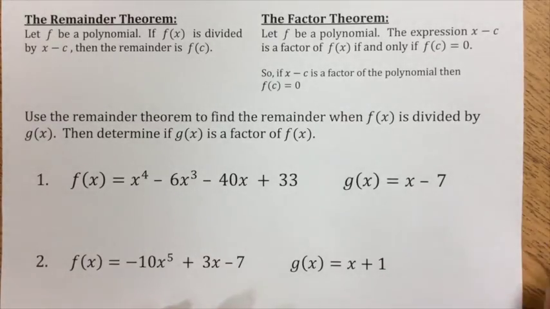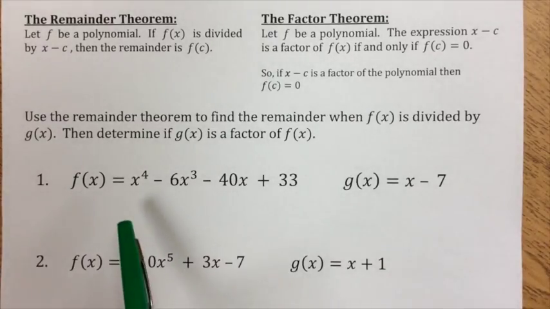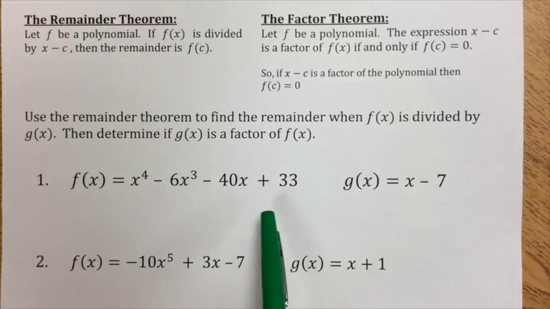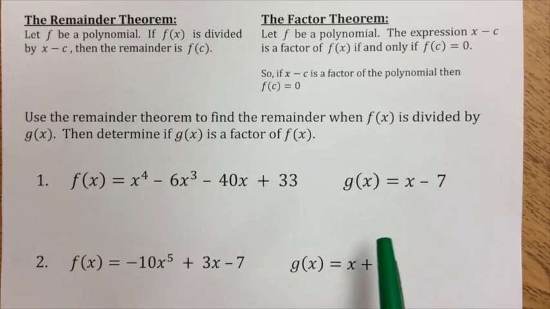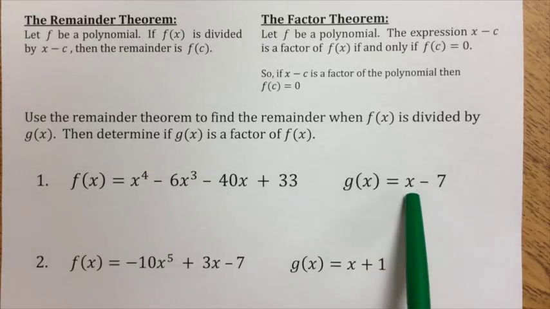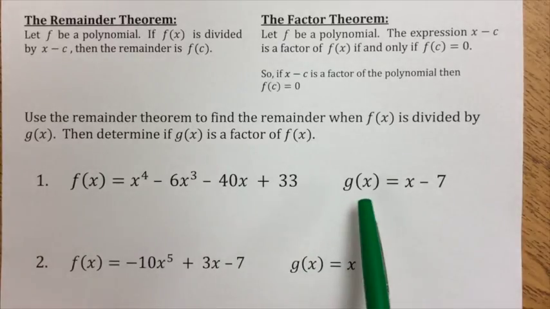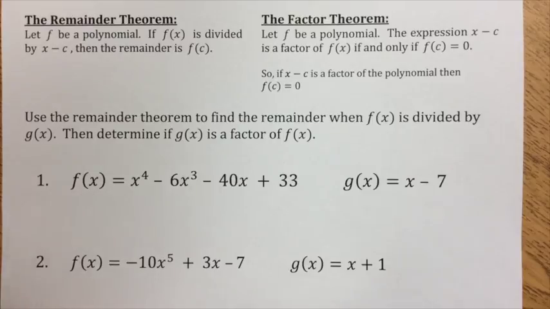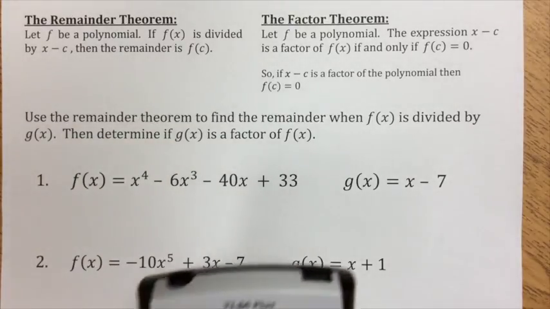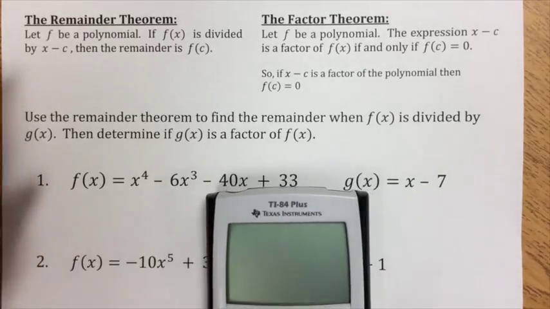Okay, so let's do a couple of examples. You'll see down here I have a polynomial, f of x and g of x, and I want to first find the remainder if I were to divide by x minus 7, and then determine if g of x is a factor of f of x, or does it divide evenly into it. We're going to use our calculator to help us here.